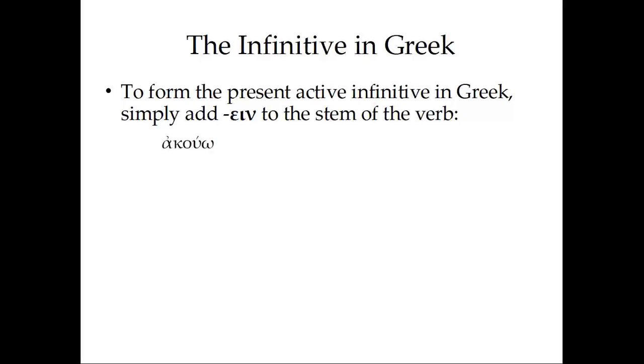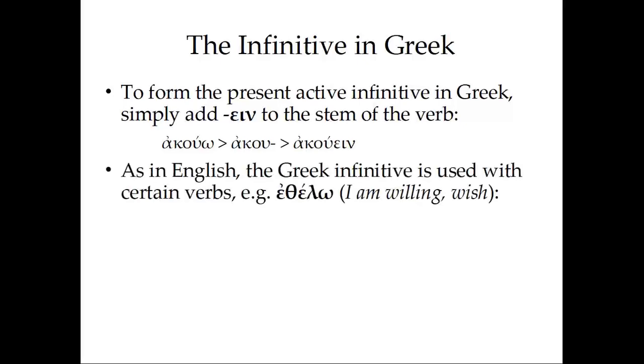Let's look at a verb like akouo, I hear, I listen. To get the stem, of course, we just drop the omega, we get the akou, and we add -ein to it and accentuate it properly to get our present active infinitive, akouein. In English, we would translate this just in the abstract as something like to hear or to listen to.